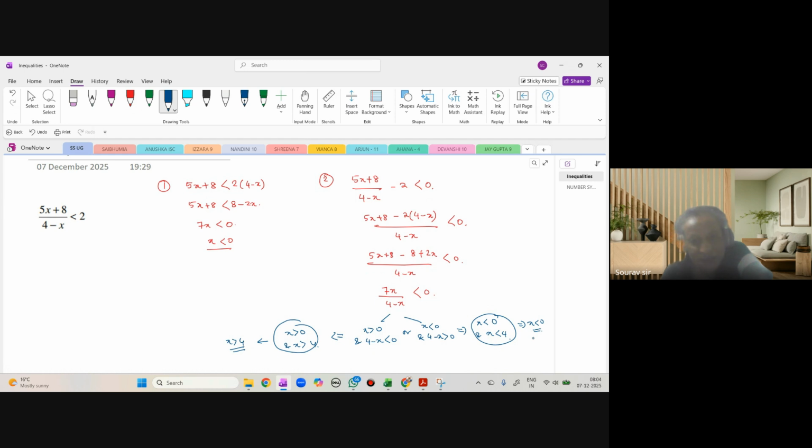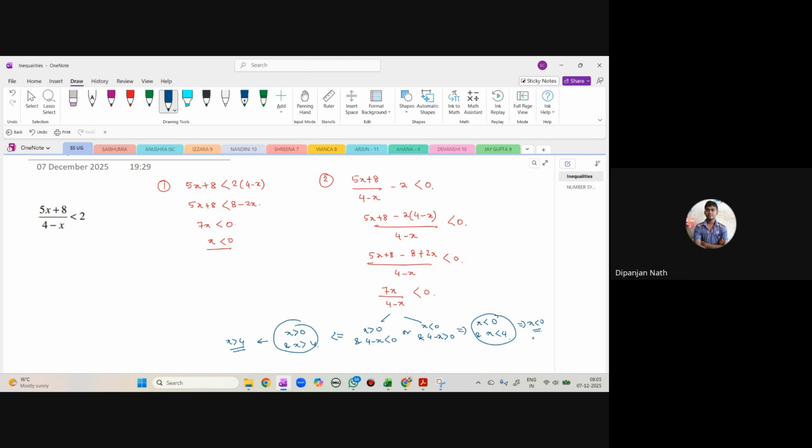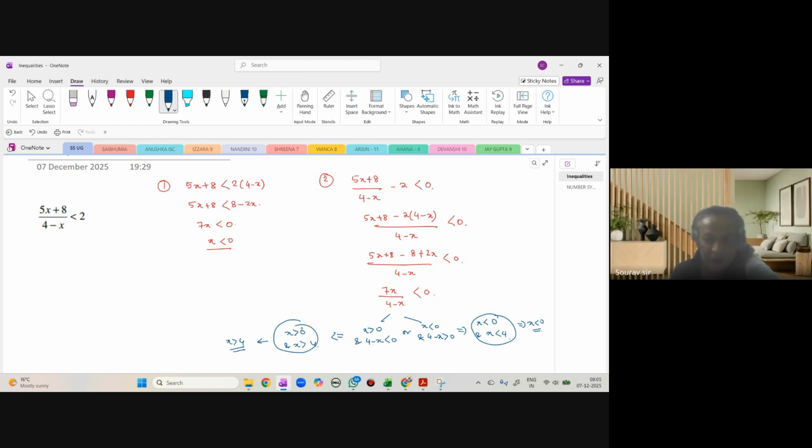Are you able to understand? I'm not sure whether you guys are following or not. Yes, sir. Okay. So from the two methods, I'm getting two different solutions, right? From the first method, I got a solution x negative. From the second method, I got a solution x less than 0 or x greater than 4. Now, which of these two do you think is correct?